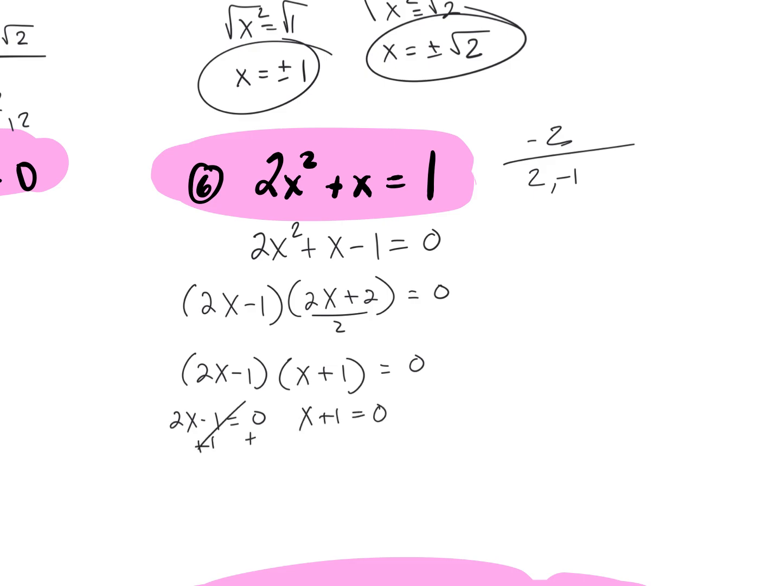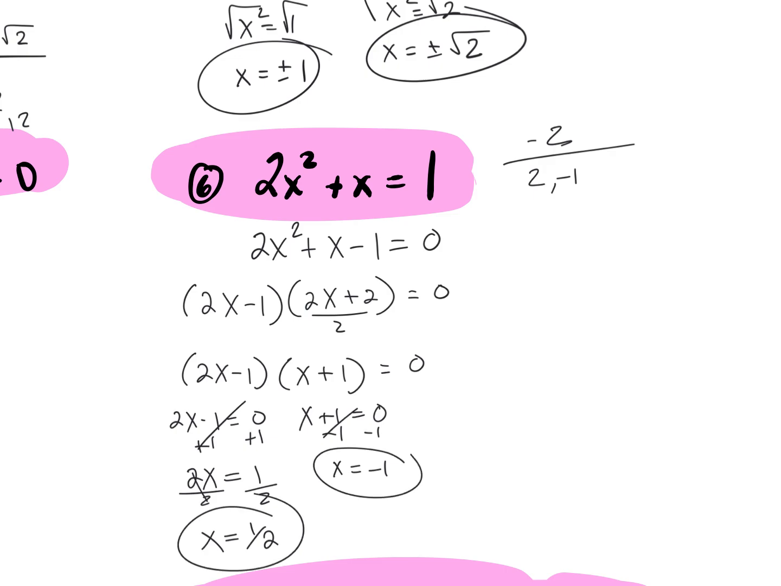I'll add the 1 on both sides for the first one. I'm left with 2x is equal to 1. I'll divide by 2, and I'm left with x is equal to a half. And then for the other one, I'm going to subtract 1 on both sides, and I get x is equal to negative 1. Those would be your answers.